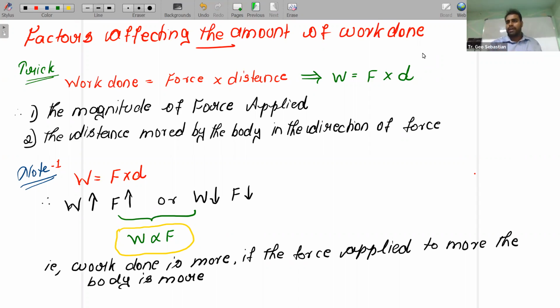Based on these two examples, we formulated a small statement: work done is directly proportional to force. Am I right? Because when force increases, the work done is increasing. When force is decreasing, work done is also decreasing. So from this, we understood that work done is directly proportional to the force. That statement is also given here: work done is more if the force applied to move the body is more. Understood? Any doubts? Okay, fine.